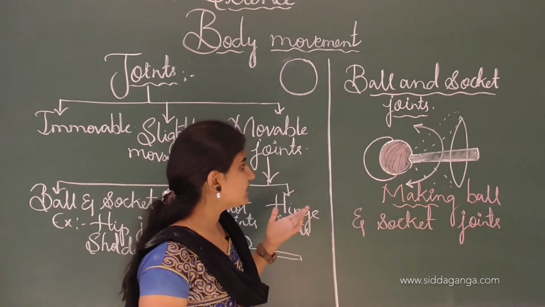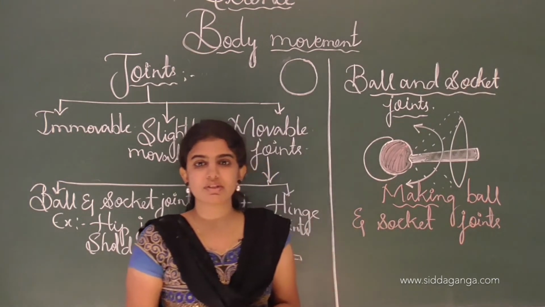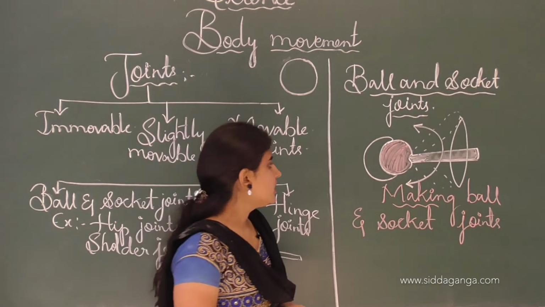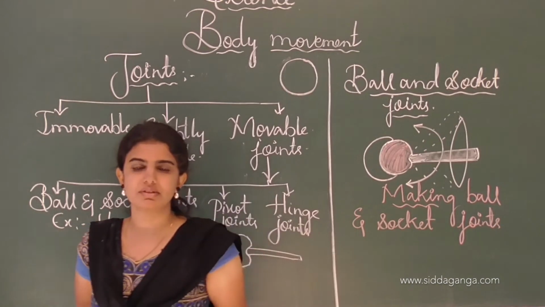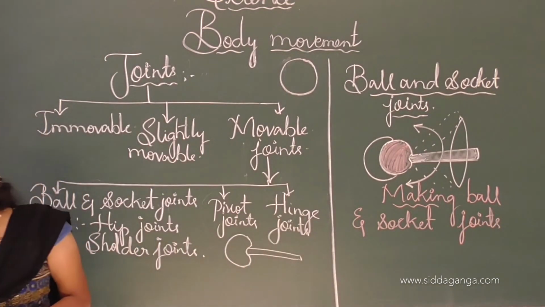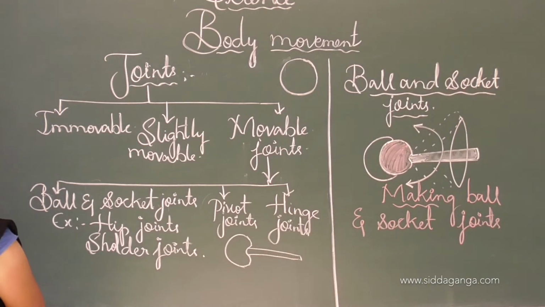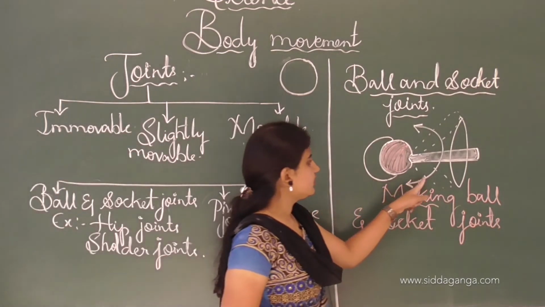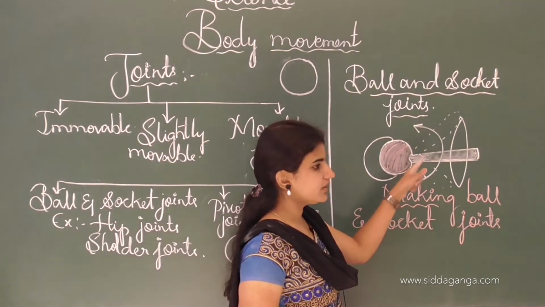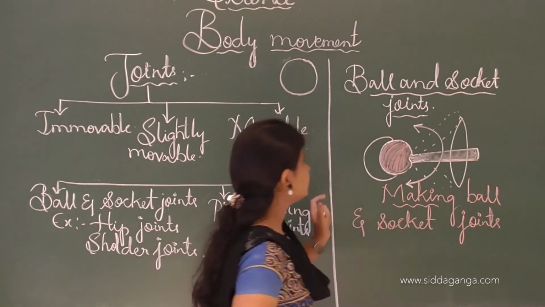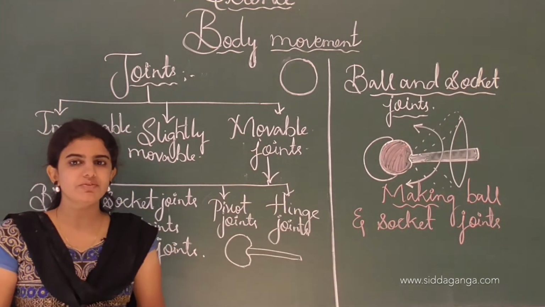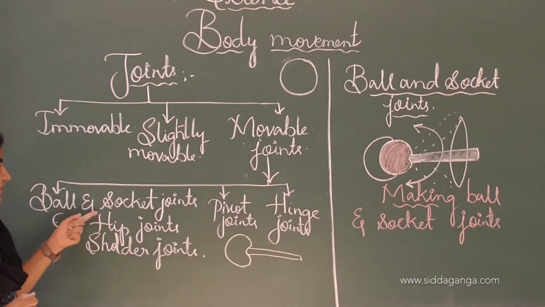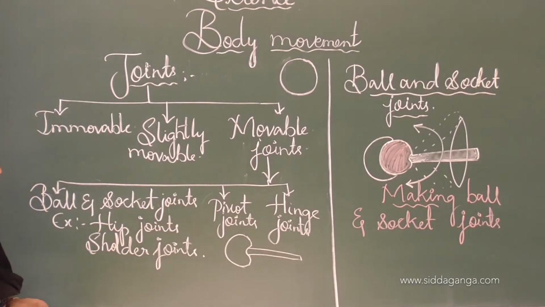From this activity we can say that ball and socket joints are present in the hip region as well as the shoulder region, and thereby we can make movement in such places, in a circular direction. See here, movement takes place here and there. This is an activity you can also do at home with the help of elders, and this is all about the ball and socket joints. Next one is the pivot joints.